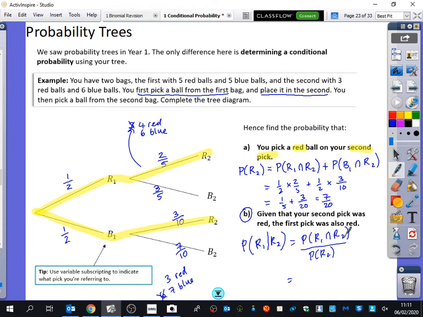R1 and R2 is what? A fifth, because it's a half times 2/5, all over the probability of R2. Now, the probability of R2, the thing that I've seen students make a mistake on in the past, is they go, oh, the probability of R2 is just 2/5 and 3/10, I'll just add those together. But you've already worked out earlier on in the question that it's 7/20. They may not have got you to work that out earlier, so you need to make sure that you've worked that bit out. So it's going to be out of 7/20. So it becomes a fifth divided by 7/20, which is 4/7, I think.